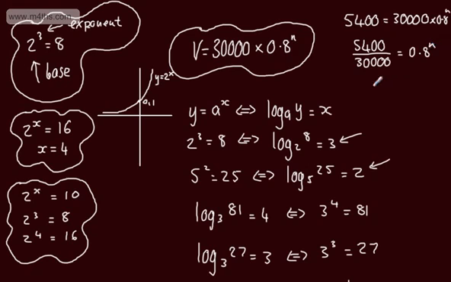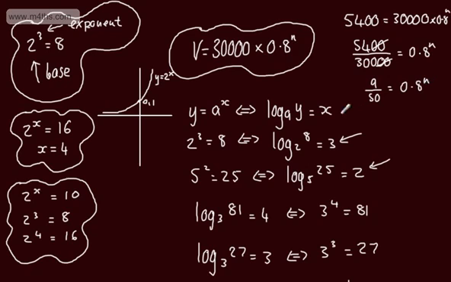So at this stage I can go ahead and solve this. In terms of this right here, we can go ahead and cancel down. So what can I do? I can divide those, so let's get rid of those. So we've got 54 over 300. We can divide both of these by 6. So what's that going to give me? 9 over 50 is going to be equal to 0.8 to the power of n.